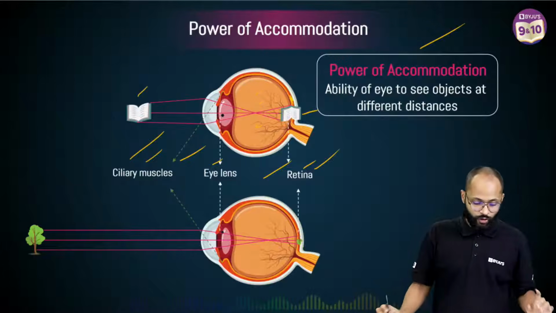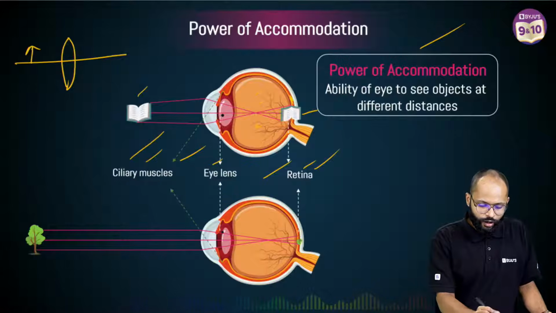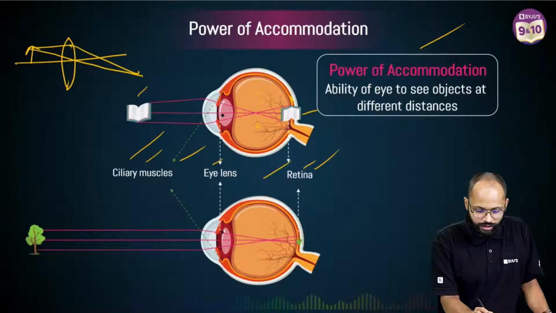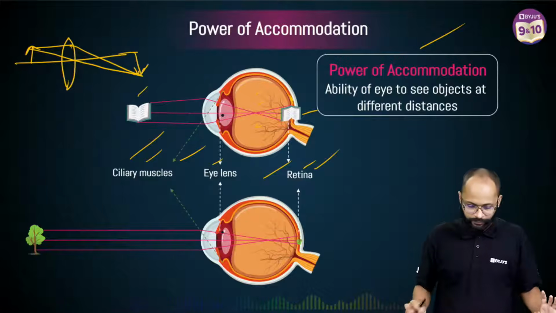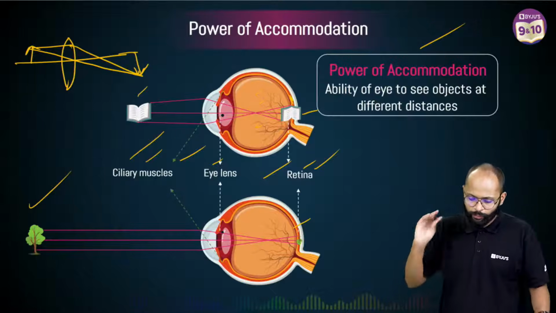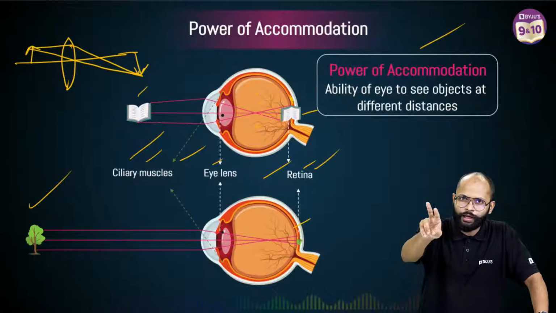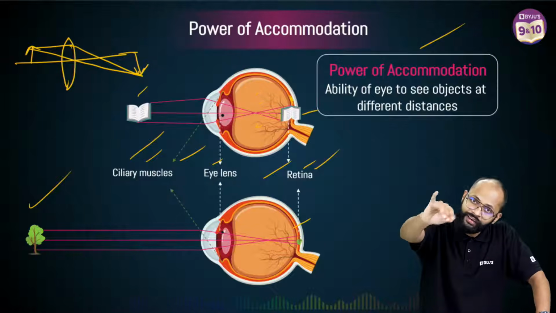The image formed on the retina is inverted. It is more like this: you have an object, then you have the image. If the object is far, the image is still formed on the retina. Your lens is changing its focal length to form the image on the retina every time.